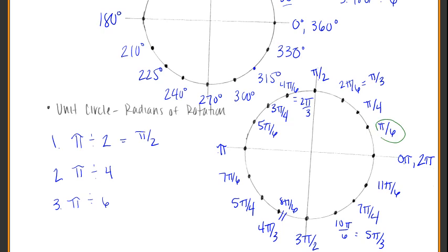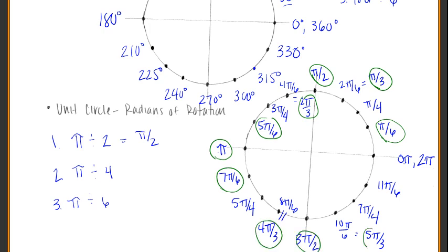So here's 1 pi over 6, 2 pi over 6, 3 pi over 6, 4, 5 pi over 6, 6 pi over 6, 7, 8, 9, 10, 11, and 12 pi over 6. And so there's all your pi over 6s. The same rules apply. To take your hemisphere, first divide it in half and place them all around, then divide it in quarters, and then divide it into 6, and you got your full unit circle.